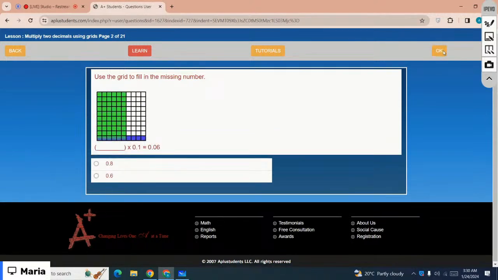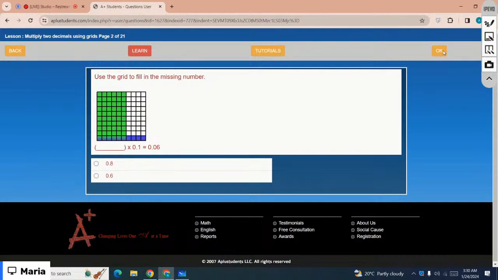Okay, the next one is use the grid to fill in the missing number. So which number is missing? So you have only one line that is blue, right? That represents 0.1. And you have how many lines that are green? Like how many columns that are green? You have 6 columns that are green.